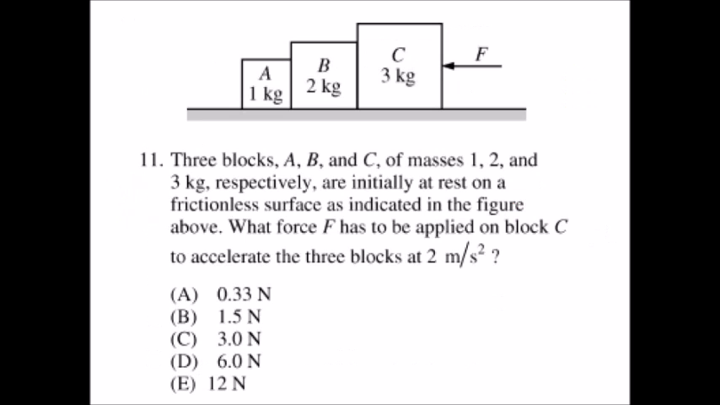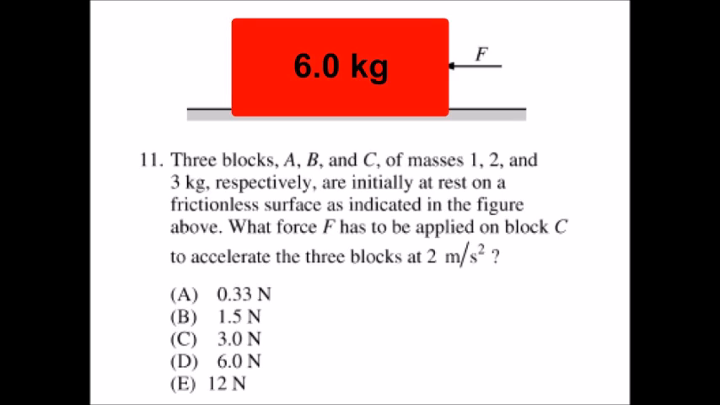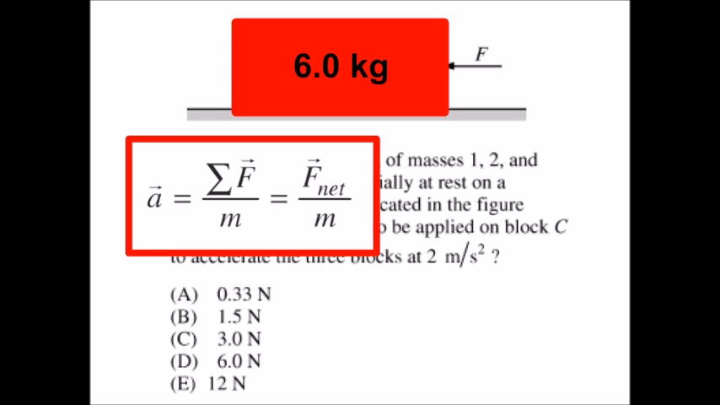Number 11. Three blocks A, B, and C of masses 1, 2, and 3 kilograms respectively are initially at rest on a frictionless surface as indicated in the figure above. What force F has to be applied on block C in order to accelerate this family to 2 meters per second squared? I'm going to draw a box like that and shade it in. That's a 6 kilogram family, so F equals ma. You got 6 kilograms at 2 meters per second squared. You're talking about a 12 Newton force.